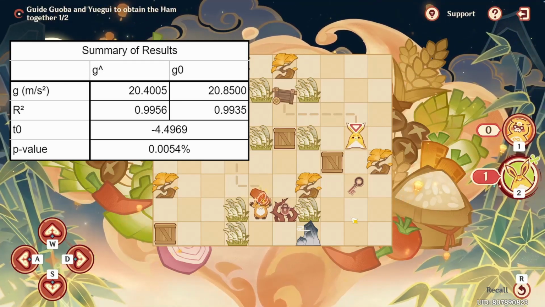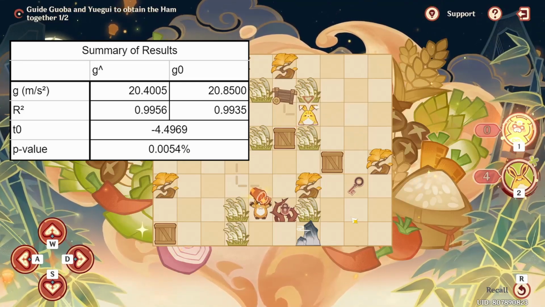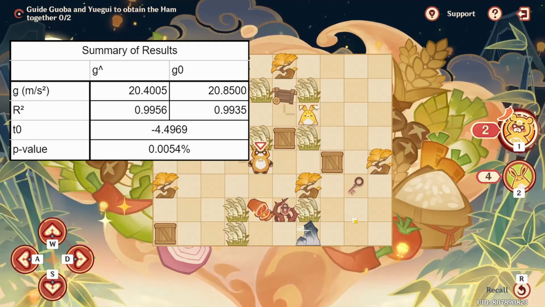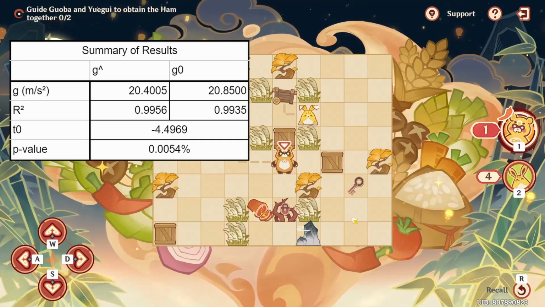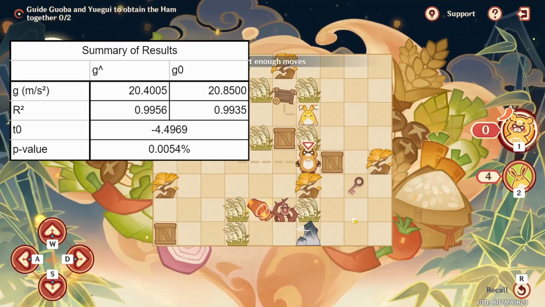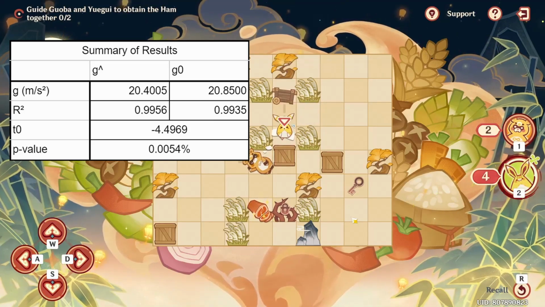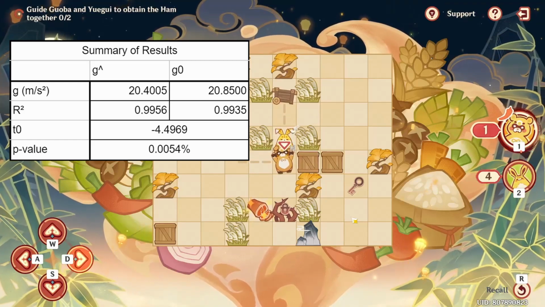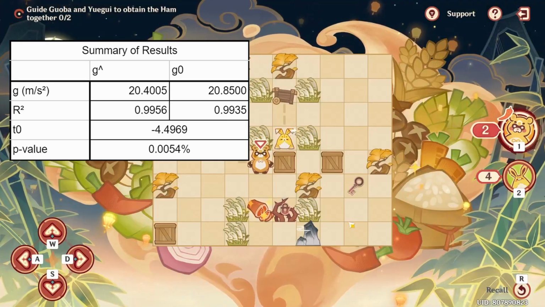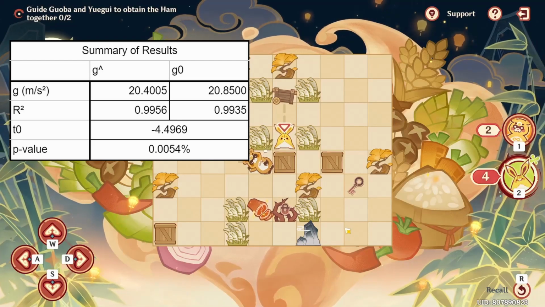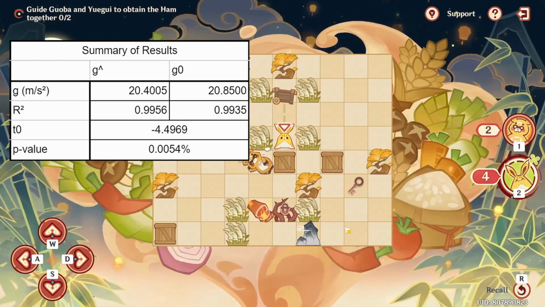The t-score was equal to negative 4.4969 and the p-value was 0.0054% with a g0 of 20.85 meters per second squared. Something to also note is that the r² with g0 is equal to 99.35%. However, if we remember, my level of significance was 1%.